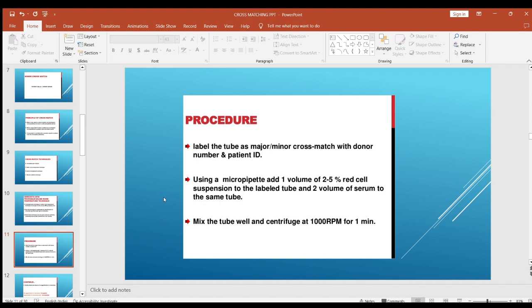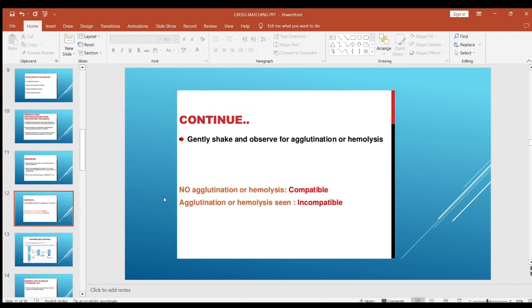and centrifuge at 1000 rpm for 1 minute. And next, gently shake and observe for agglutination or hemolysis. No agglutination or hemolysis indicates the compatibility of the blood sample. If any agglutination or hemolysis occurs, that indicates the incompatibility of the sample.